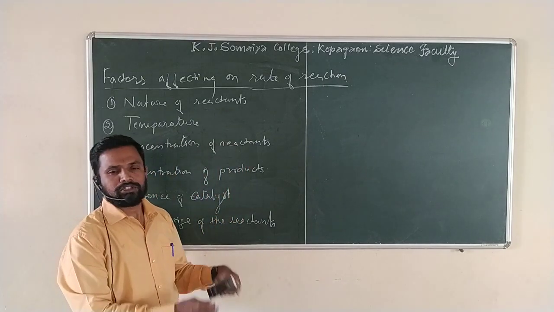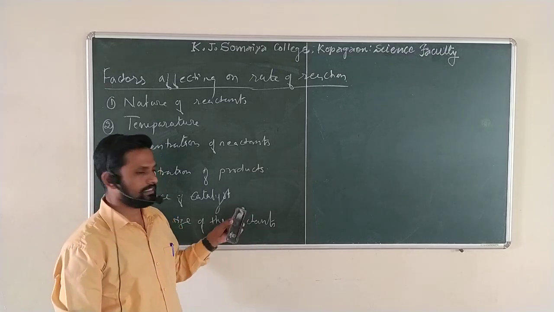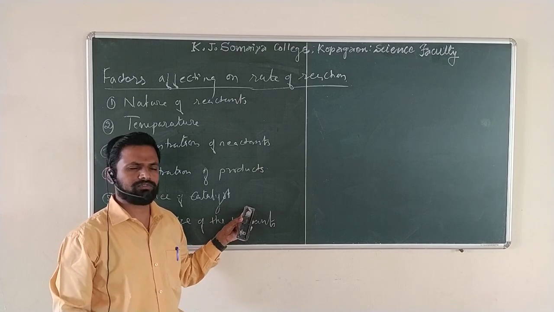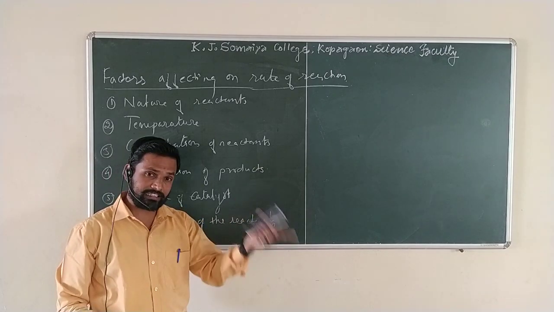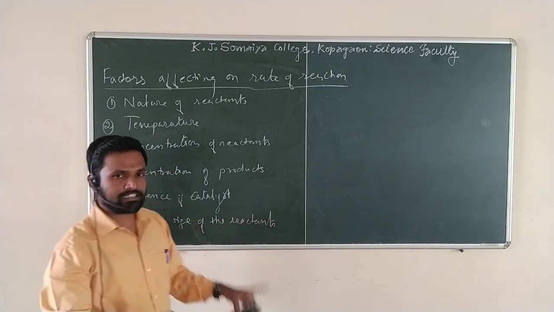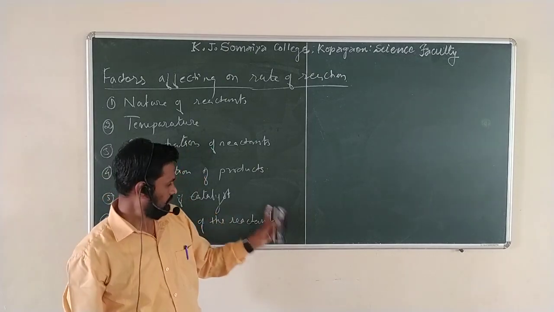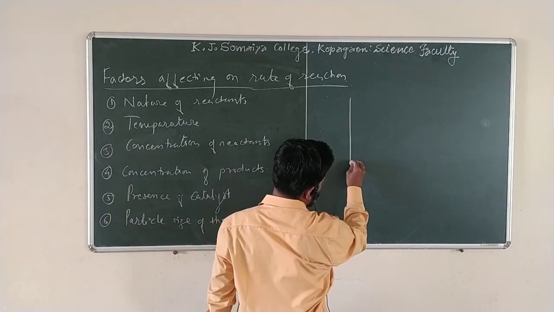As you use a catalyst in a chemical reaction, definitely the rate will increase. In most reactions the rate increases. In some reactions, adding the catalyst may decrease it. But here we come to the increase in the rate of reaction. So what will happen by using the catalyst?